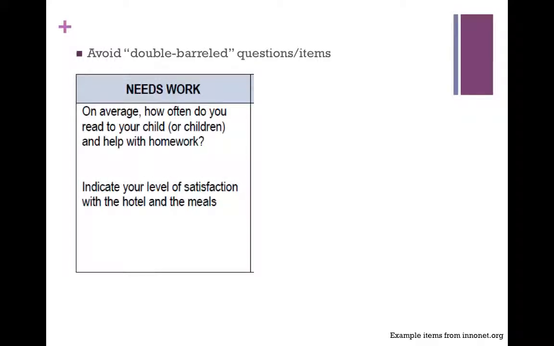What is the problem with these two items? The problem with these two items is that they ask two questions at once. This is called a double-barreled item and should be avoided. In other words, they measure two variables at once. The first item measures two things, reading frequency and helping with homework. And the second item measures hotel satisfaction and food satisfaction.